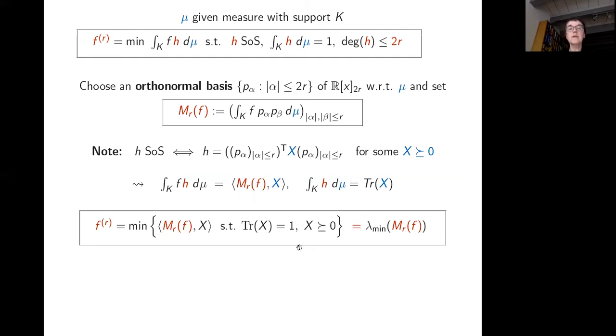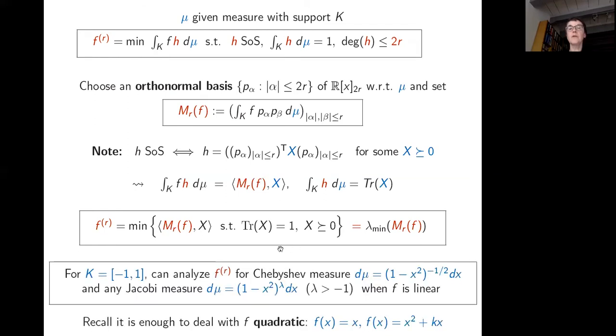So this is again telling us that this bound is rather simple to compute. You don't even need to do semidefinite programming. It's just computing an eigenvalue of this moment matrix.